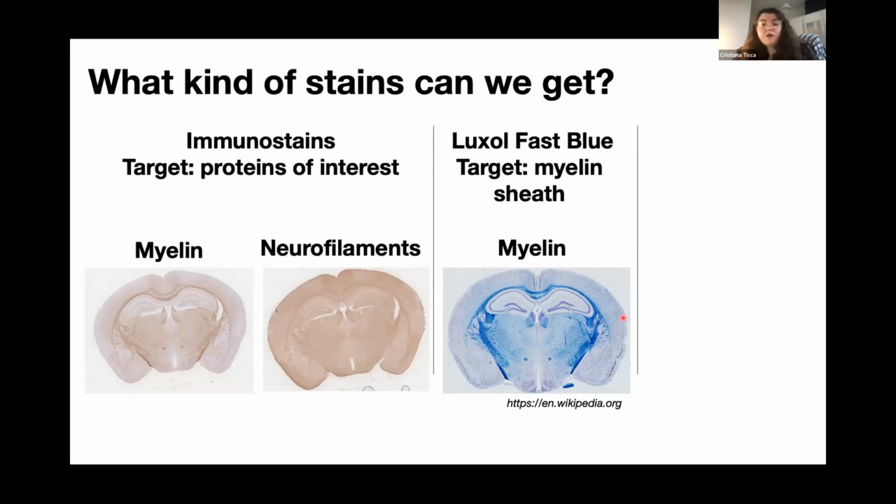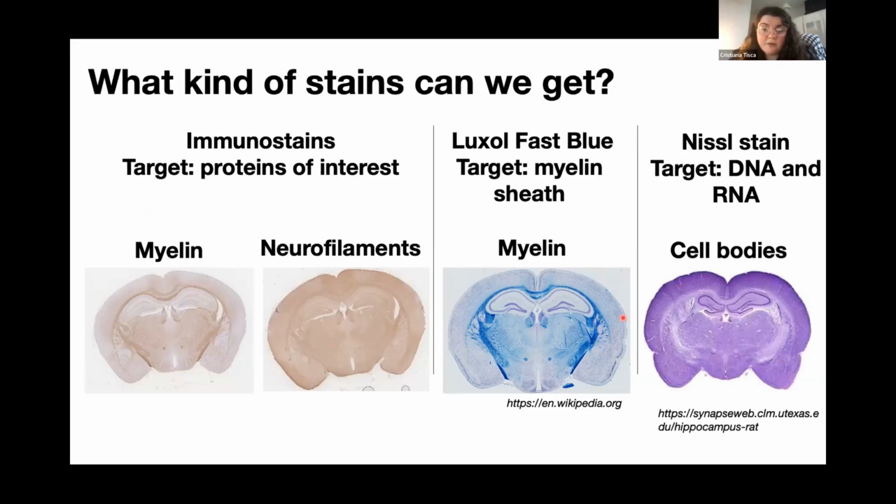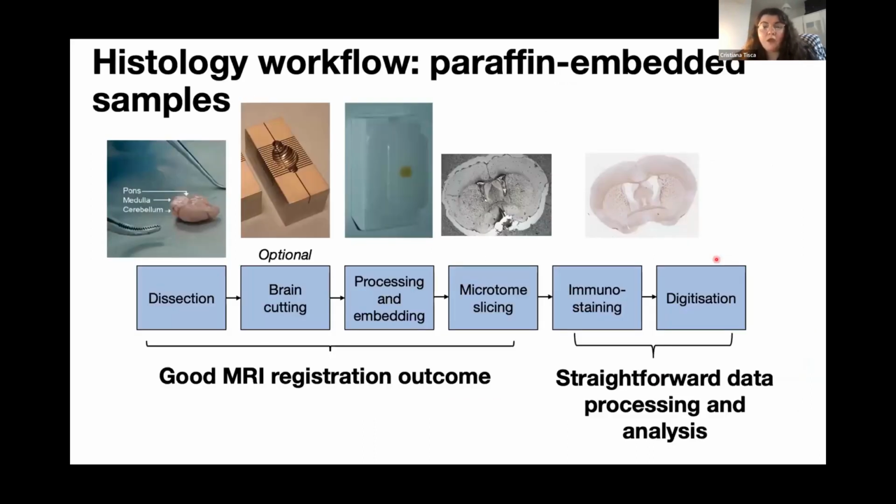There is an extremely long list of stains that we can get and what they target. And the final example that I'm going to show to contrast with what I've shown so far is the Nissl stain, which targets the DNA and RNA in cell bodies. So histology protocols have very elaborate workflows. Here I'm going to show the paraffin embedding protocol, and this starts with removing the tissue of interest from, let's say, the skull, if we're interested in the brain, so dissection.